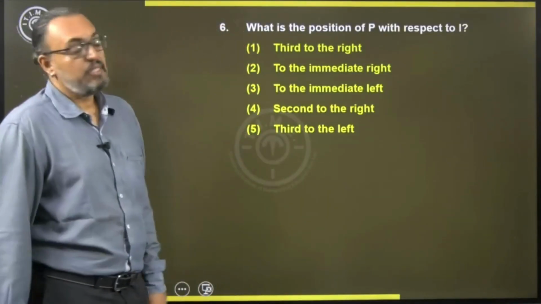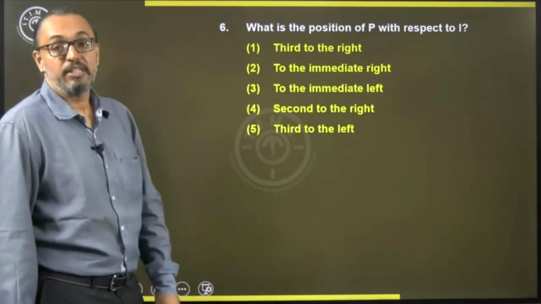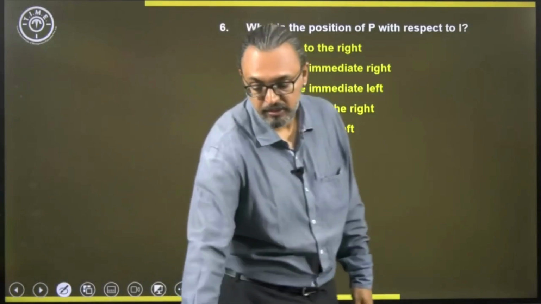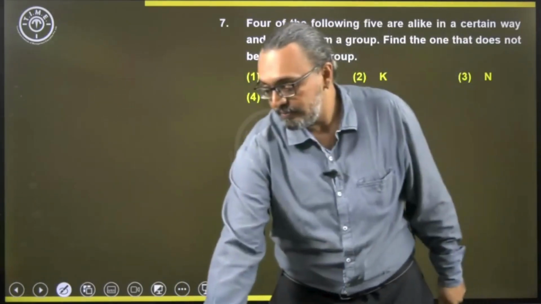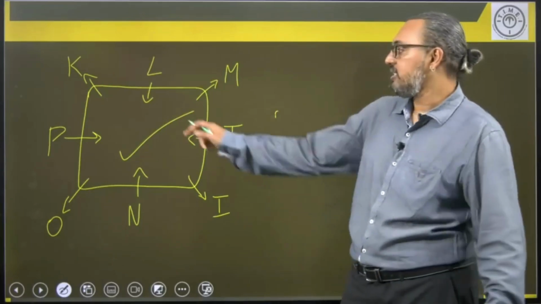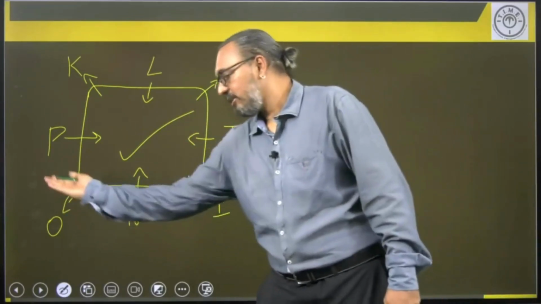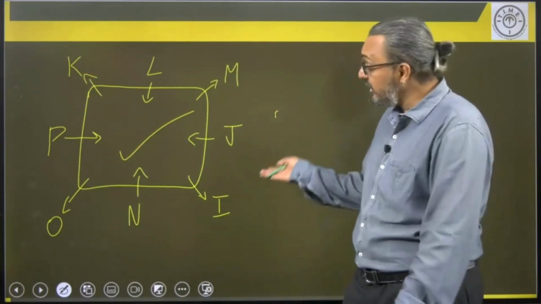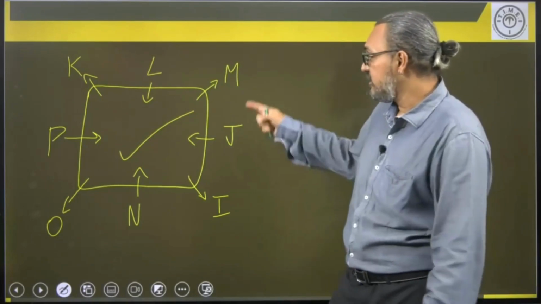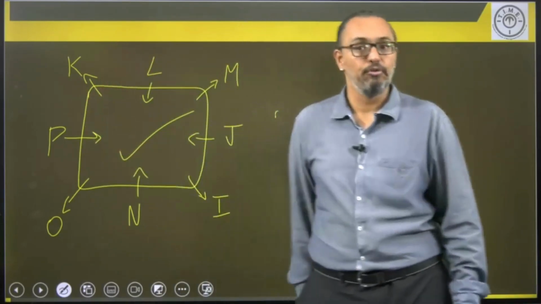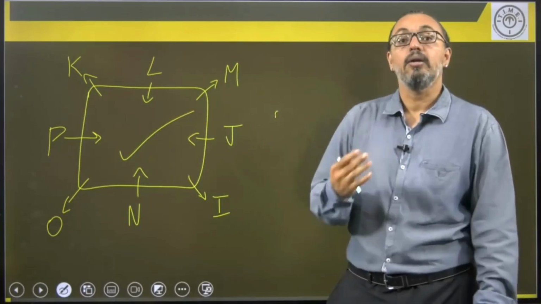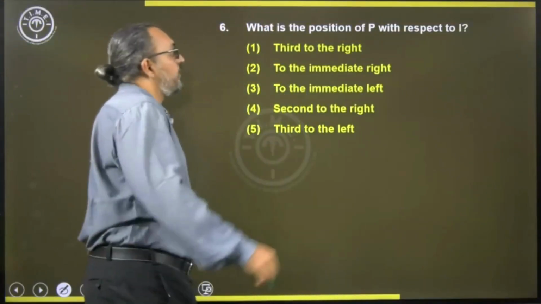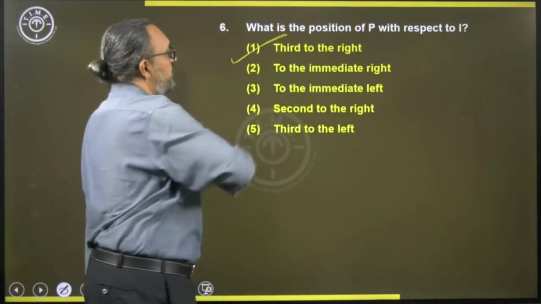Now question number 6. What is the position of P with respect to I? So I need to know the position of P. So from I we have to check. If I take the clockwise direction, which is the right side, first, second, third to the right we will get. If I take the anti-clockwise direction, which is the left side, first, second, third, fourth, fifth to the left you will get. Either it is third to the right or fifth to the left is what we will have. Yeah, so we do have third to the right available.